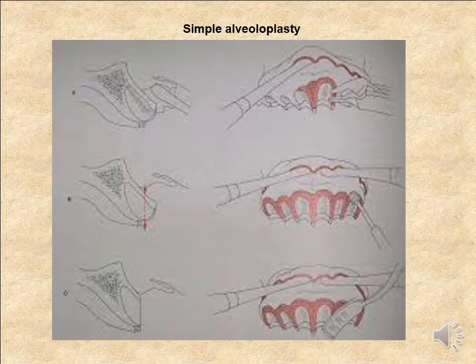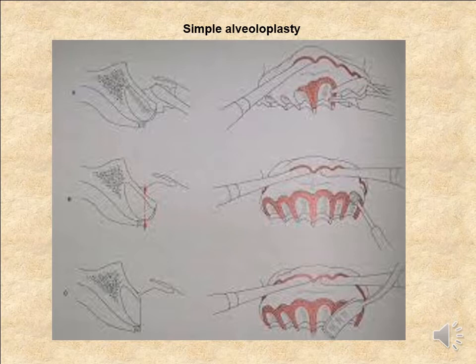Simple alveoloplasty. The second technique used for the recontouring of the ridge is the simple alveoloplasty. In alveoloplasty, we do a horizontal incision above the ridge of the upper or lower jaw and then remove the sharp bone, the knife edge bone, mainly in the socket area, and smooth it with a bone file or surgical burrs, and then suture by interrupted suture or matrix suture. After 7 days, we can remove this and you can do your denture.